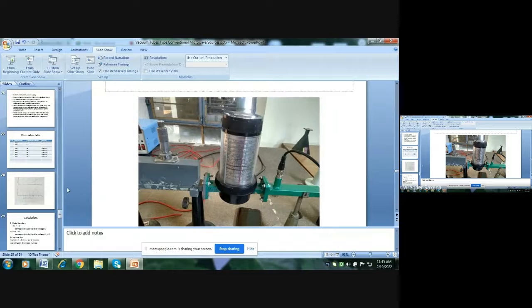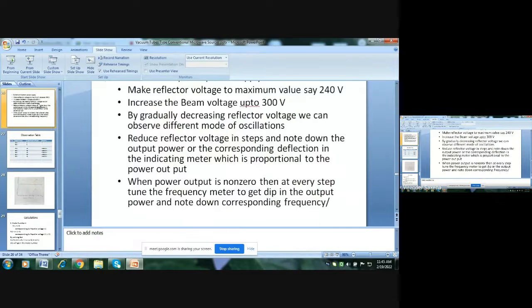Now what do we do? These are the experimental steps. Set the reflector voltage to a maximum of 240 volt. Increase the beam voltage up to 300 volt. These are the basic conditions for each experiment where we use Klystron.